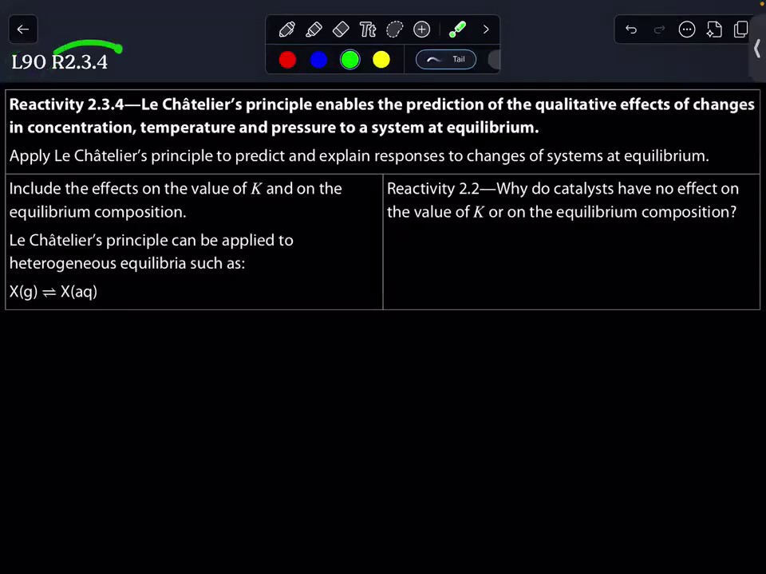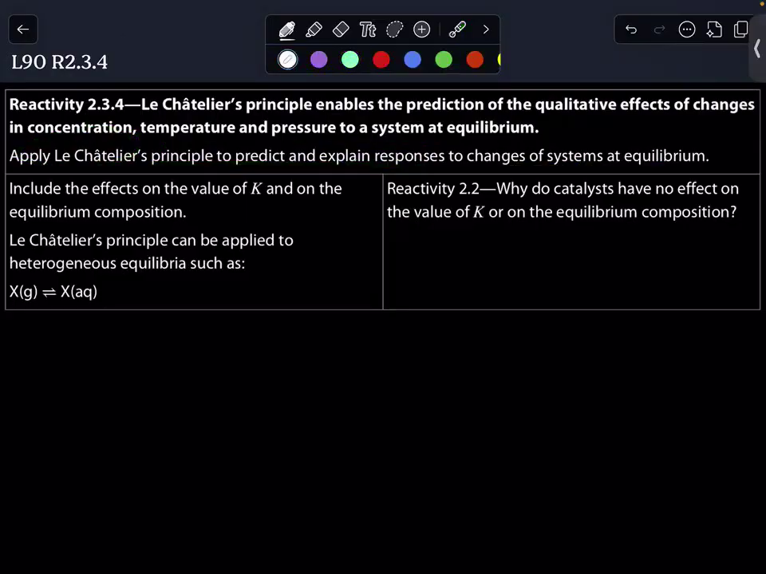Today we're going over reactivity 2.3.4. In this section, we discuss how Le Chatelier's principle enables the prediction of the qualitative effects of changes in concentration, temperature, and pressure to a system at equilibrium. We will be able to apply Le Chatelier's principle to predict and explain responses to changes of systems at equilibrium.